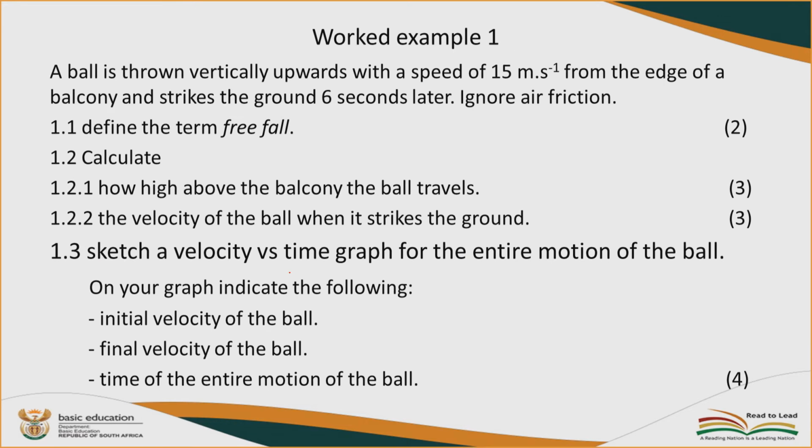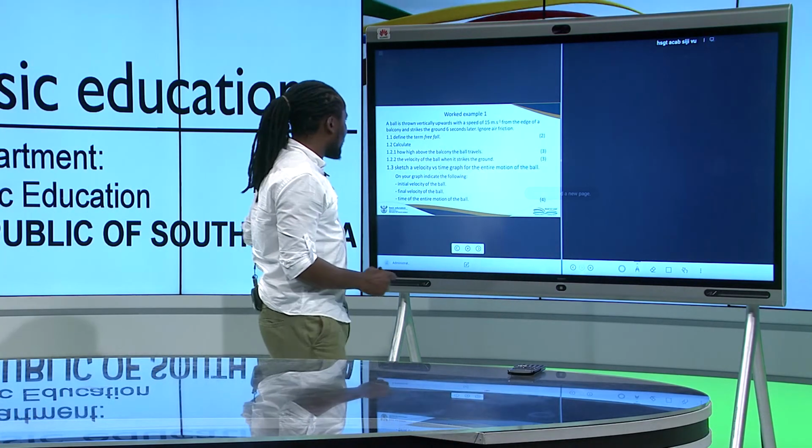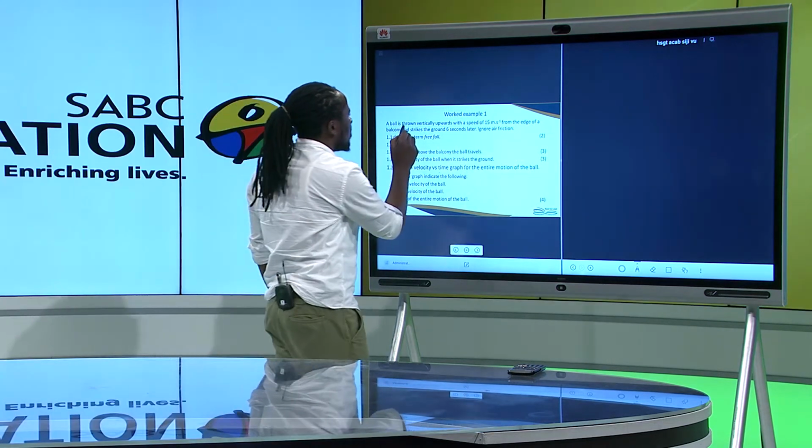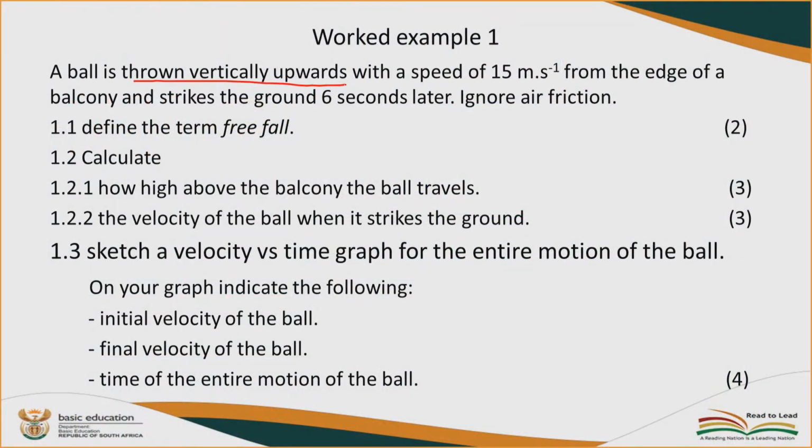And then last but not least, just a simple worked example, just to give us a sense of what exactly this problem solving entails. I think it's also going to give us an idea of how we work on these projectile problems. Here's a scenario. It says a ball is thrown vertically upwards with a speed of 15 meters per second, upwards speed, right? From the edge of a balcony and strikes the ground 6 seconds later.